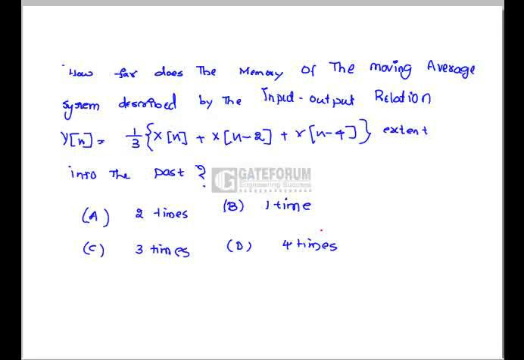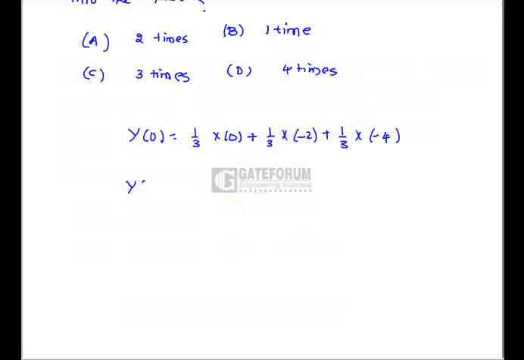How far does the memory of the moving average system described by the input-output relation y of n extend into the past? Suppose y of 0 equals 1 by 3 x of 0 plus 1 by 3 x of minus 2 plus 1 by 3 x of minus 4. Similarly, y of 4 equals 1 by 3 x of 4 plus 1 by 3 x of 2 plus 1 by 3 x of 0.